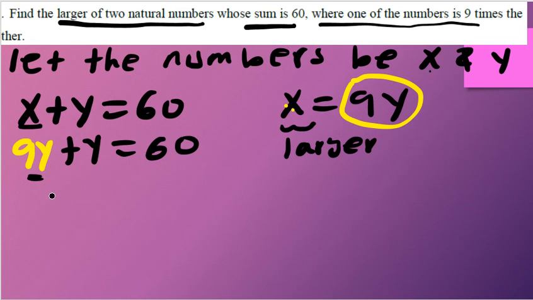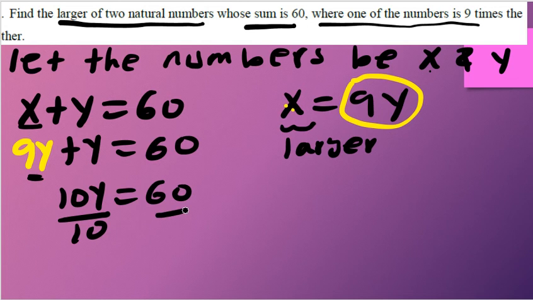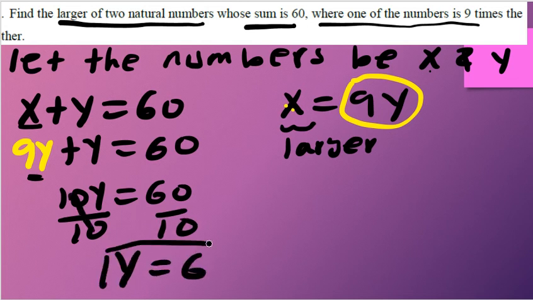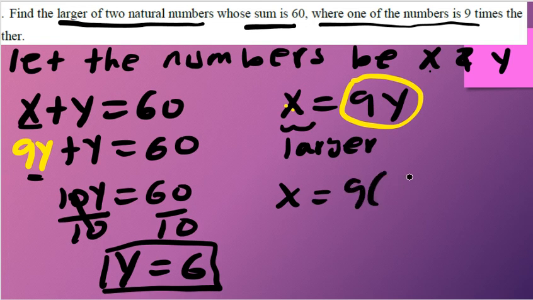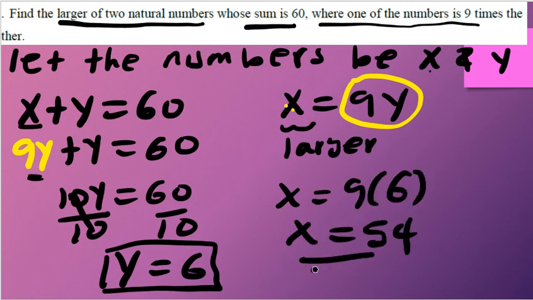Therefore 9y plus y will be 10y, which is equal to 60. Then divide by 10 on both sides. So what is the value of y? That's 6. Am I going to stop here? No, because the question says to find the larger number. The larger one is x already, so x is 9 times 6, so x is equal to 54. This is the answer that we are looking for.